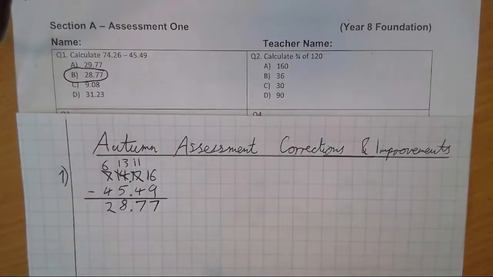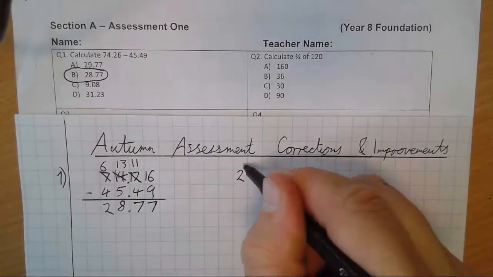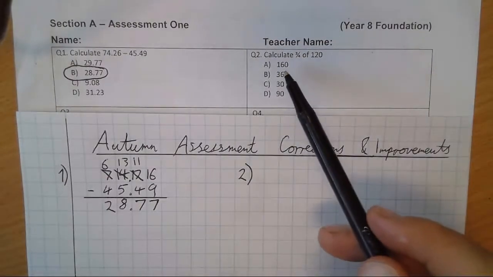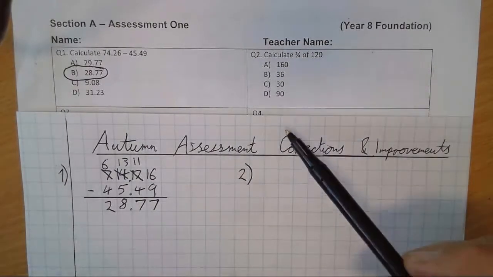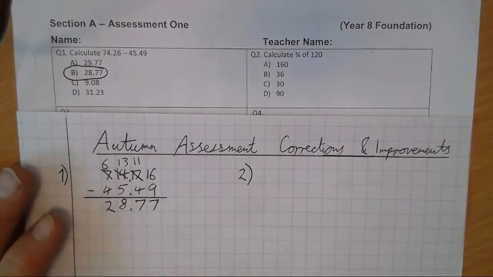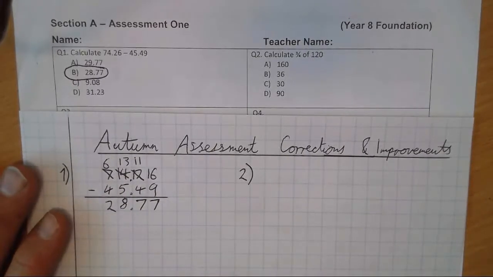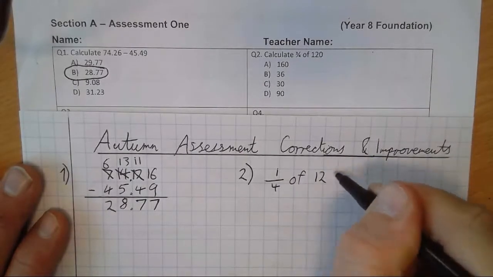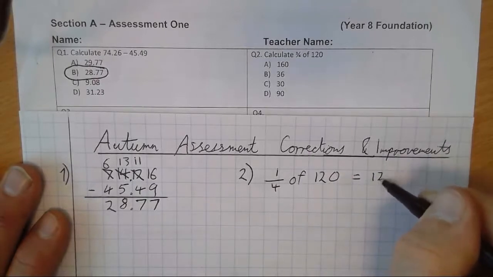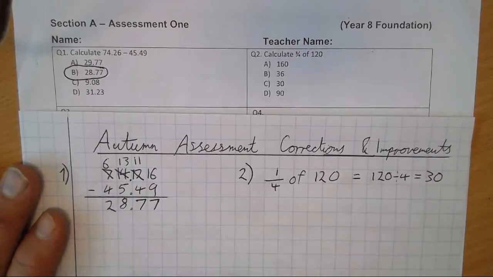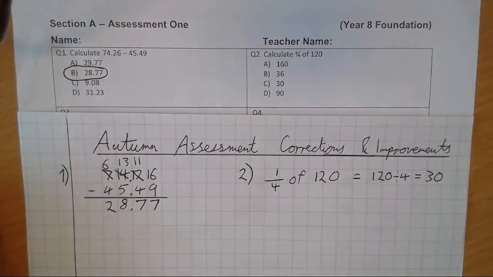Question 2. I'm going to put the correction for question 2 here. So question 2, 160, 36, 30 and 90 are my options. The question is calculate 3/4 of 120. So here's how it works, guys. If I want 3/4 of 120, the first thing I'm going to do is find 1/4. So 1/4 of 120 is the same as 120 divided by 4, which is 30. So 1/4 of 120 is 30.